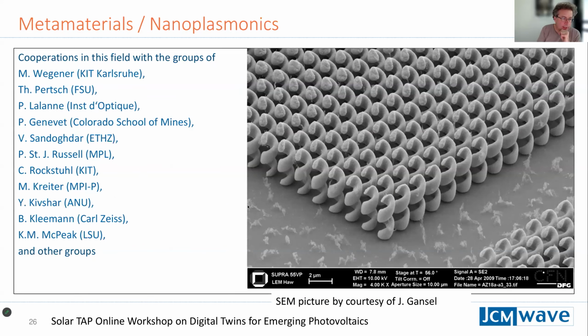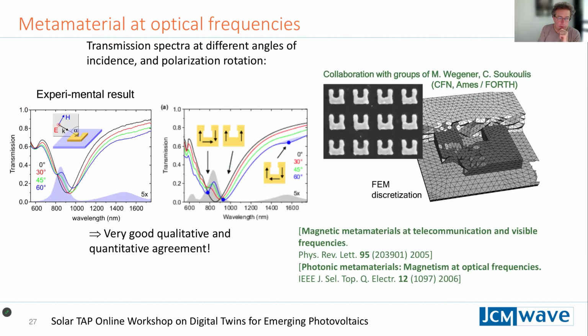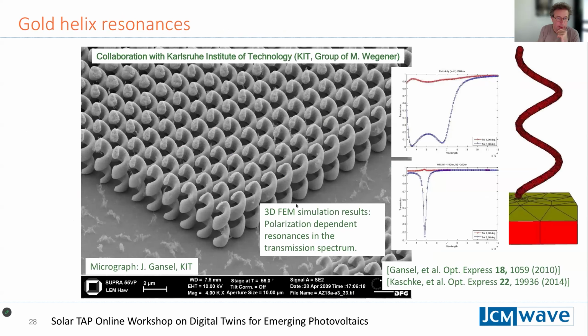Okay, then we have metamaterials or nanoplasmonics, where we have a lot of collaborations. This was a very early result here, in collaboration with the group of Martin Wegener and Sukulis, on split ring resonators, where we have a nice agreement of experiment and theory. These metamaterials nowadays get more complicated, so this is already 10 years old. Also, these are metal helices made by laser imprinting, essentially.